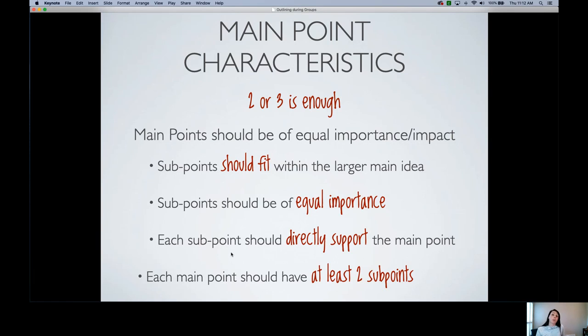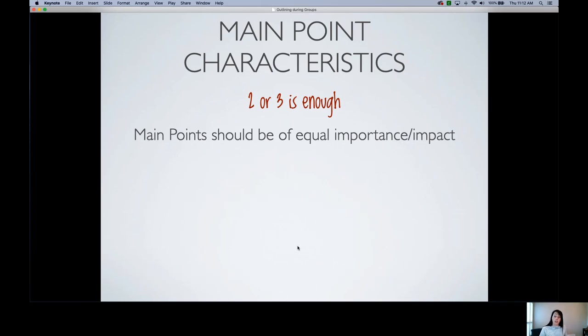And then each main point should have at least 2 subpoints. We'll get into the subpoints in just a little bit, but if you don't have enough information to support your main point with at least 2 subpoints, then you don't really have a main point. What you probably need to do is fold that into another part of the speech or get yourself some more information so that you have a fully developed main point.